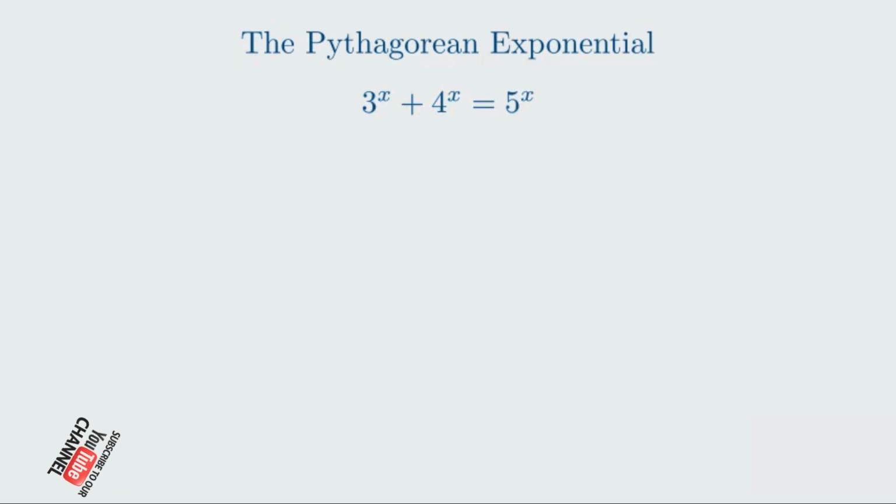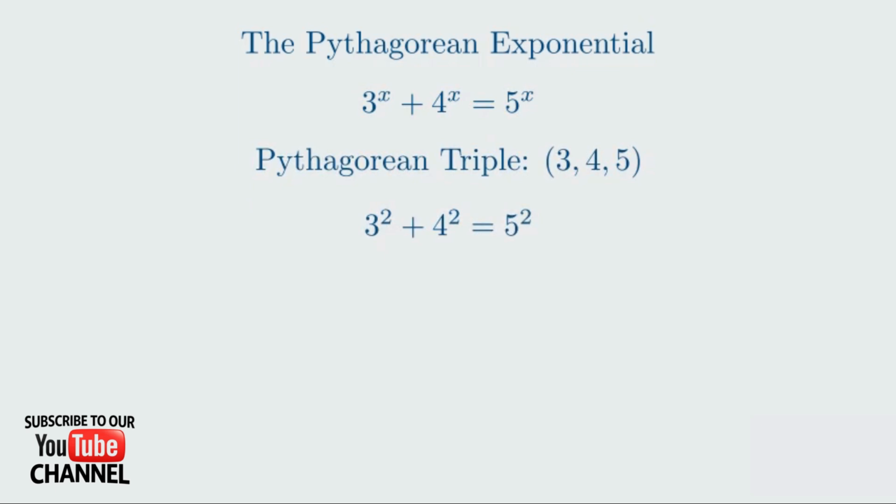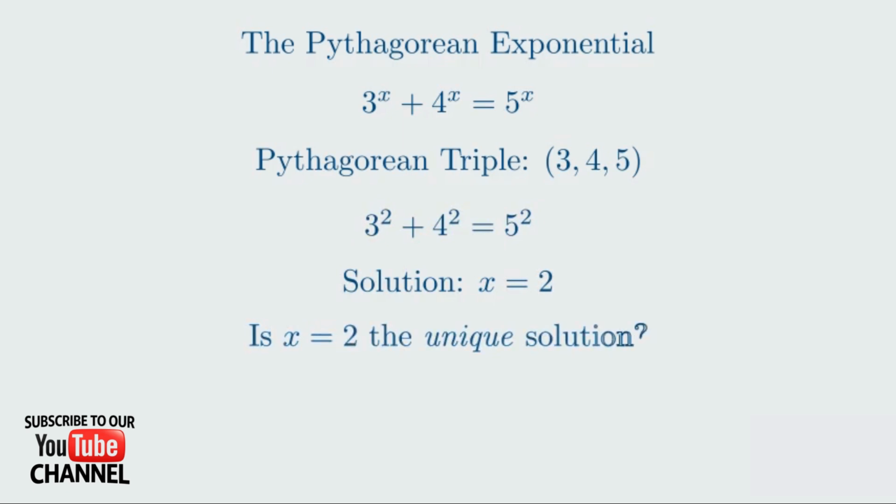You might immediately recognize the numbers 3, 4, and 5. They form the smallest Pythagorean triple, satisfying the Pythagorean theorem where 3 squared plus 4 squared equals 5 squared. This suggests that x equals 2 is a solution. But our goal is to prove whether it is the only solution and to understand the underlying behavior of these exponential functions.